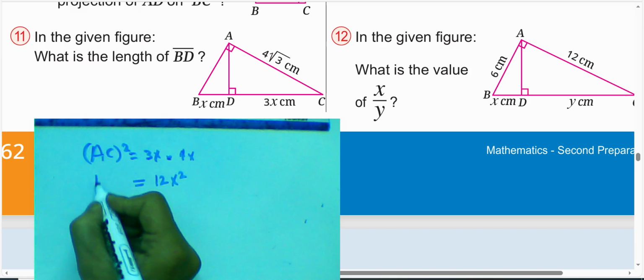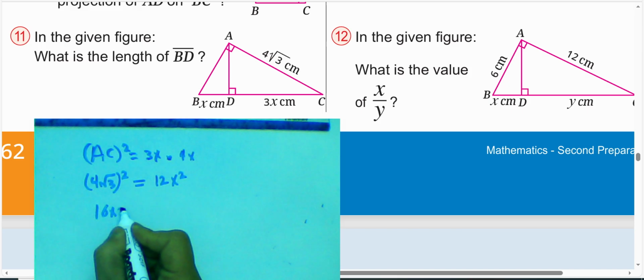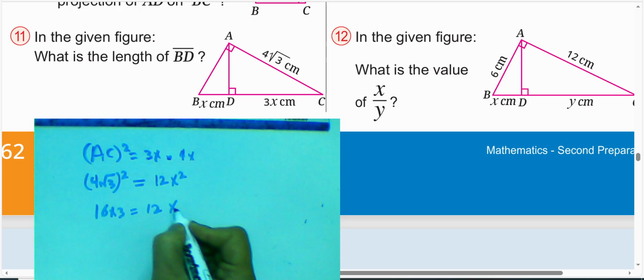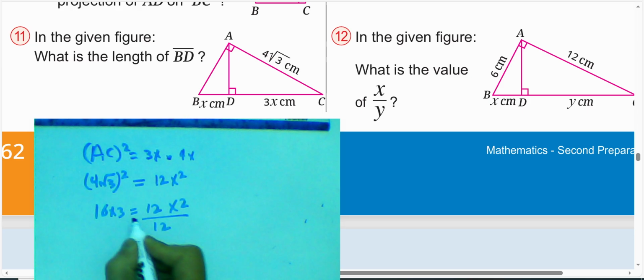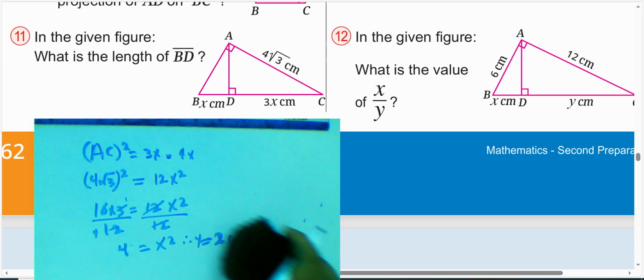And EC was 4 root 3 power 2. 4 power 2 is 16, times 3 equals 12x power 2. We can divide by 12, so x power 2 equals 16 divided by 4, which equals 4 centimeters. Then x will be the square root of 4, which equals 2 centimeters. The length of x equals 2 centimeters.